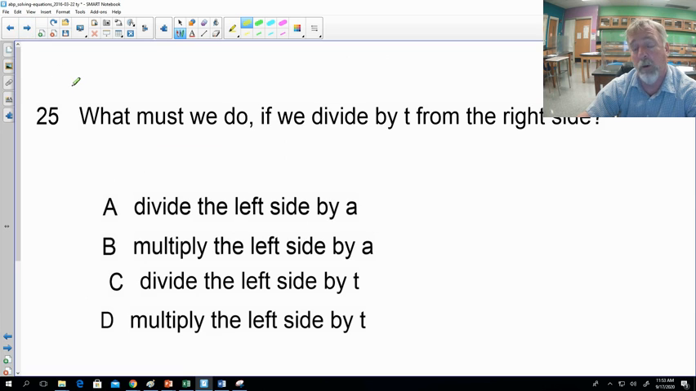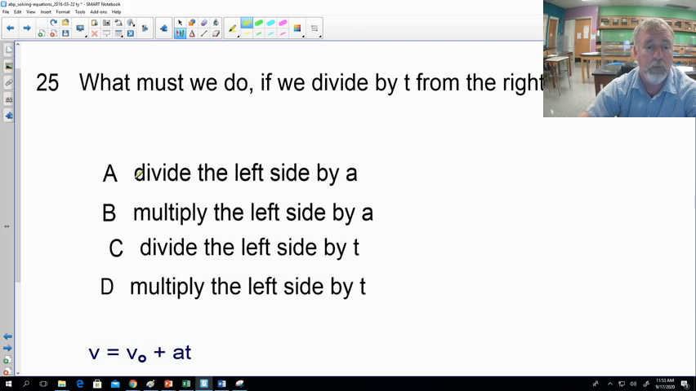Now, again, if we're going to divide by t on the right side, what do we got to do to the left? Our rule tells us we have to do the same thing on the left. We divide by t on the right. We better divide by t on the left.